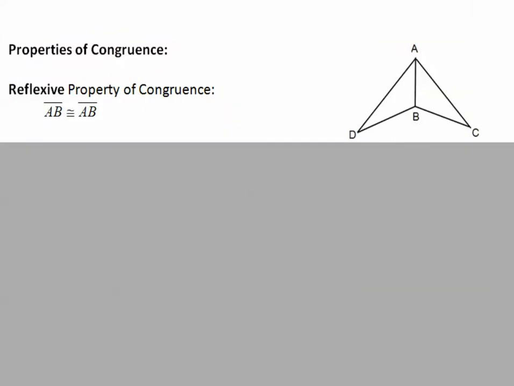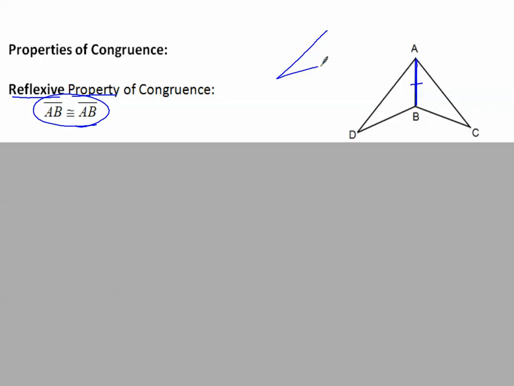Let's look at some properties of congruence that also can be useful in proving things. The reflexive property is a really useful one. Think about a reflection. When you look in the mirror, you see yourself. When I make a statement where I see the same exact thing on both sides, that's called the reflexive property. Why would I make that statement? In this picture, see how I have triangle ABD and triangle ABC? Because they're both using side AB, I can automatically say that AB is congruent to itself.